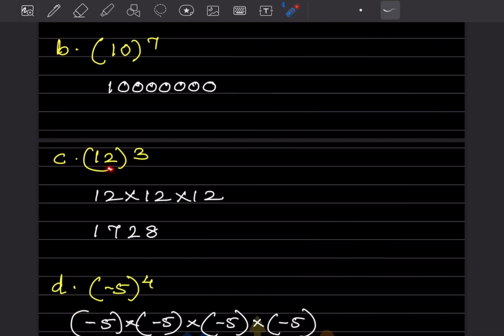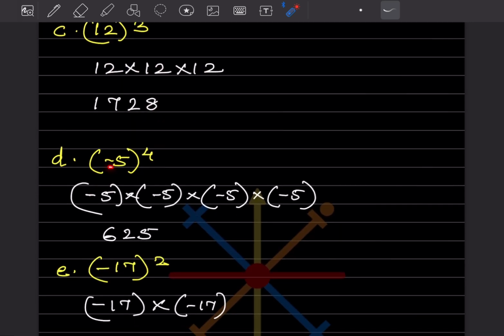Now here 12 into 12 into 12, so that is going to be 1728. Minus 5 to the 4. Minus 5 into minus 5 into minus 5 into minus 5. So now I'll tell you one thing, because this is minus. So 1, 2, 3, 4. So 4 is an even number. So whenever we have an even number, that is always going to be positive.